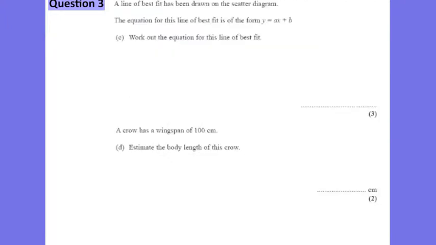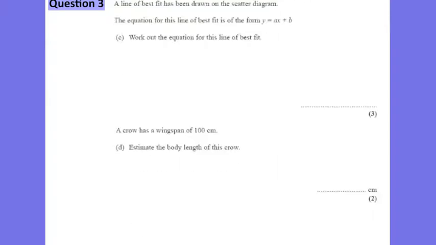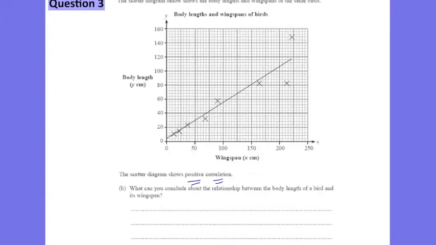We're then told that a line of best fit has been drawn on the scatter diagram. We can see that here. We're told that the equation for this line of best fit is in the form y equals ax plus b, and asked to work out the equation of this line. So first off, remind ourselves y equals ax plus b. b is the y-intercept, where the line crosses the y-axis.